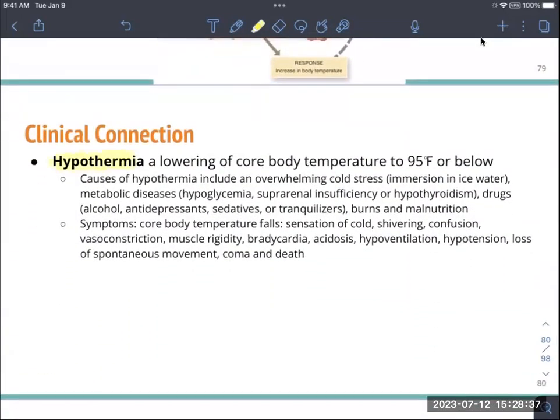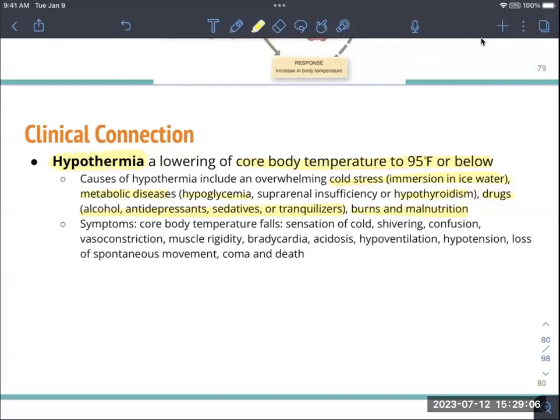Hypothermia. Hypothermia is when your core temperature falls to 95 degrees Fahrenheit or below. It could be cold stress, like immersion into cold water, metabolic diseases like hypoglycemia, hypothyroidism, drugs like alcohol, antidepressants, sedatives, tranquilizers, burns, and malnutrition.